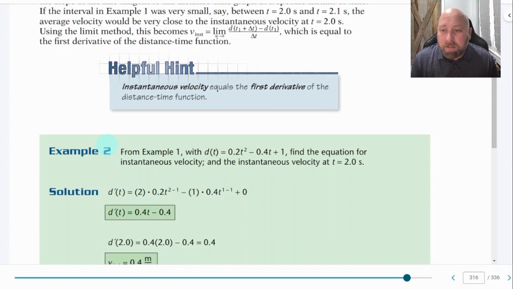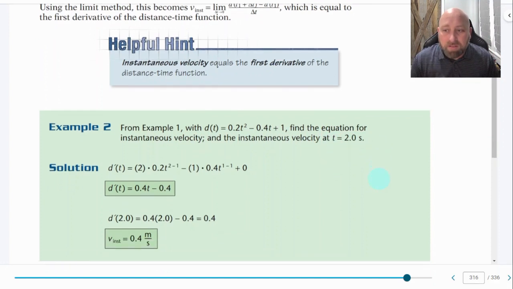Now here's the question. The question says, using that same example, using that same formula, find the equation for the instantaneous velocity. That's the first part, so we need to find the first derivative. Secondly, it says find the instantaneous velocity at 2.0 seconds.